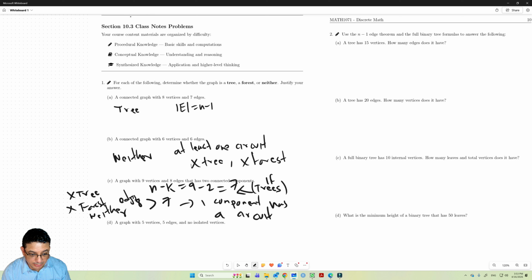Now for D, we have a graph with 5 vertices, 5 edges, and no isolated vertices. In this case, it's not going to be a tree because to be a tree we need only 4 edges, and we have 5. With 5 edges, we have a surplus edge. If it's connected, then it will have a circuit. If it's disconnected, at least one of the components has a circuit. Either way, it's not circuit free, so it cannot be a forest either. We can classify this as neither as well.